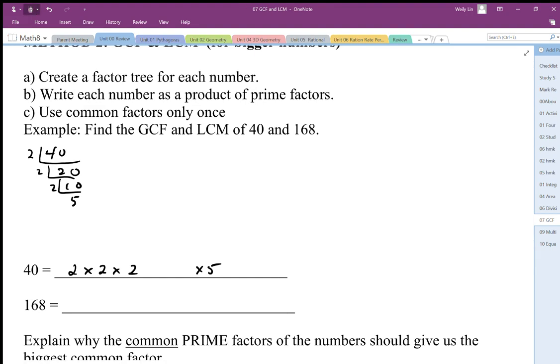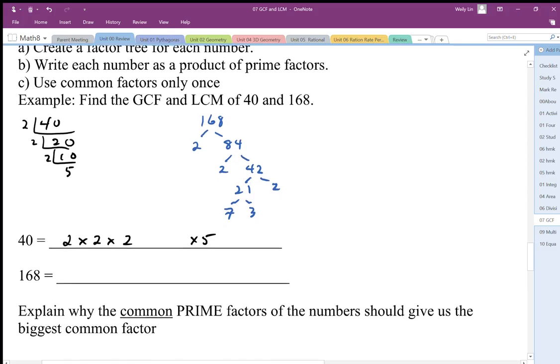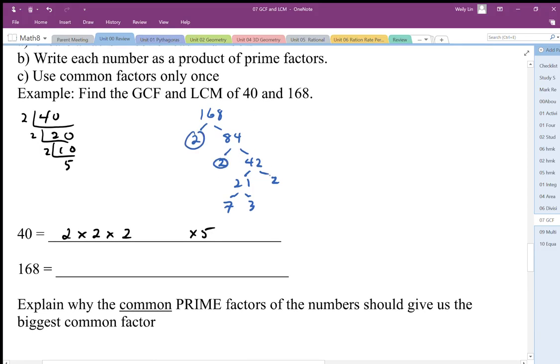And I can do the same for 168. I'm going to do 168 as a factor tree. So I'm going to end up with 2 times 84. And then this will be 2 times 42. 2 times 21. And 21 factors into two prime numbers, 3 and 7. So those are my prime factors. I'm going to rewrite this as 2 times 2 times 2, there's three 2's, times 3 times 7. So I first of all prime factorized 40 and 168.